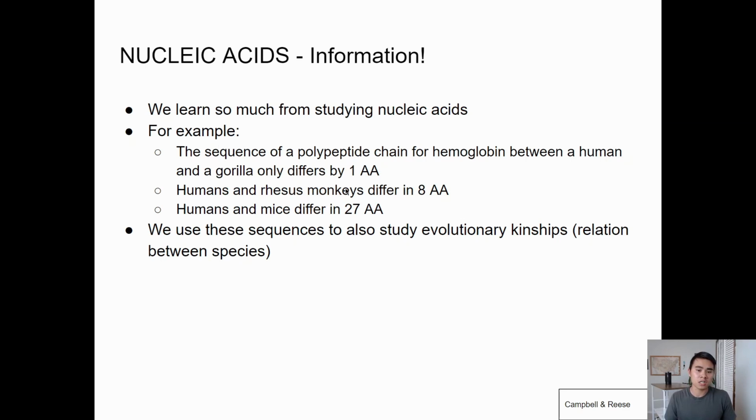Humans and monkeys differ by 8. Humans and mice differ by 27. And we understand evolutionary kinships because of this. So we understand how things are related.